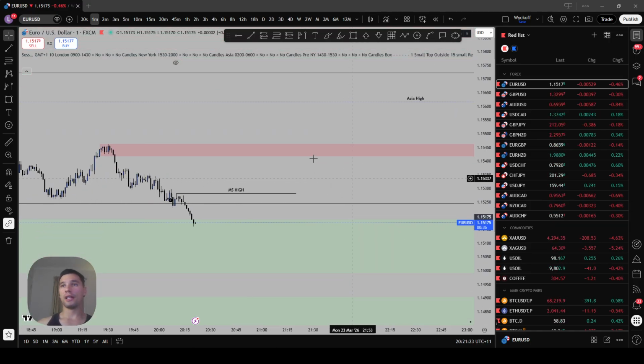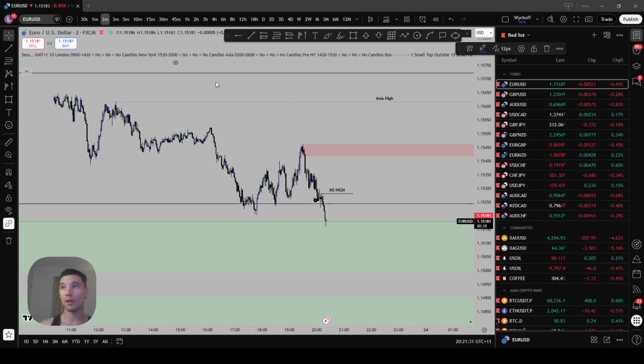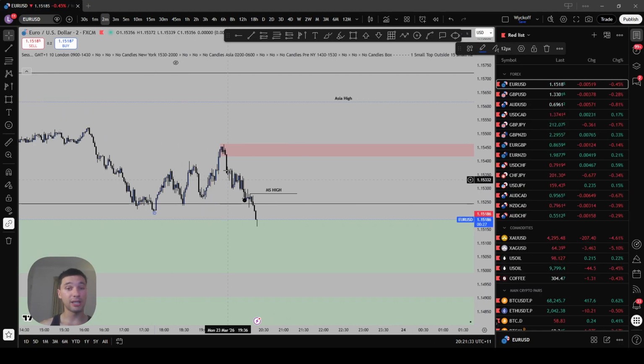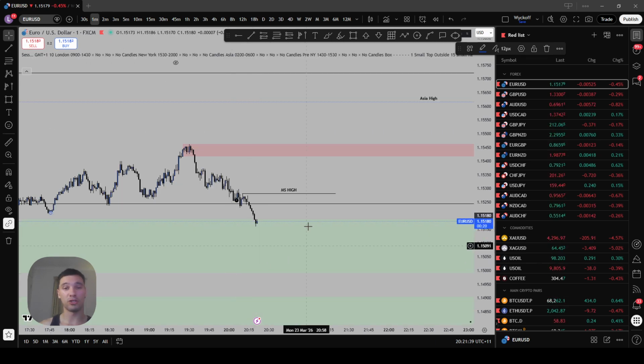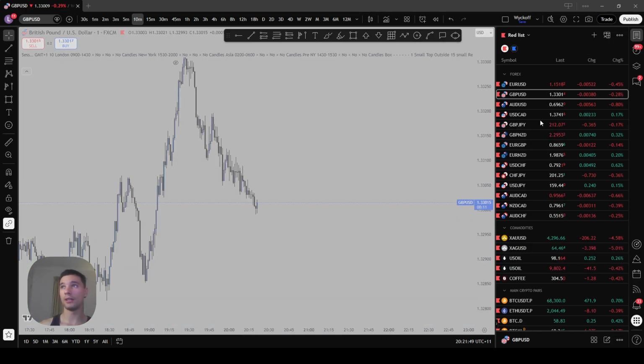We have moved fairly aggressively now, so I wouldn't really. I would like price to start moving back up any minute now, just because the more it moves down, the less probability this long becomes. So we will wait and see there.